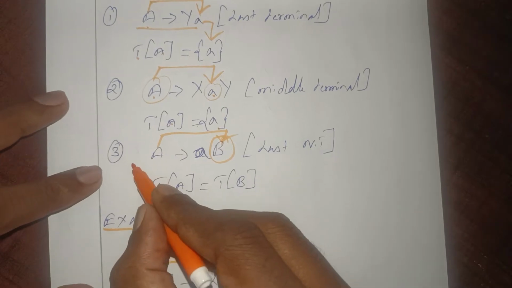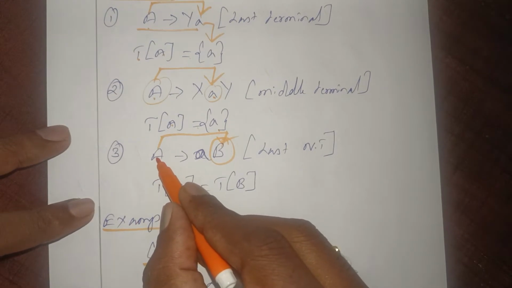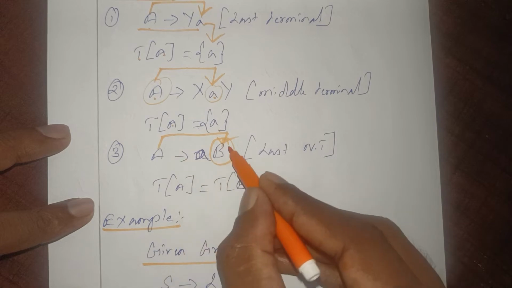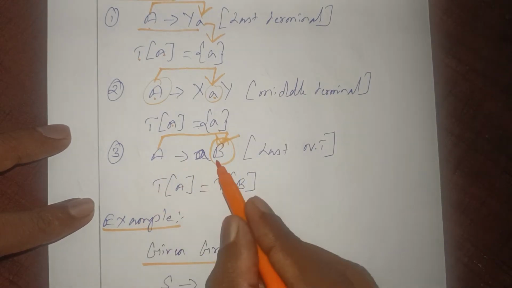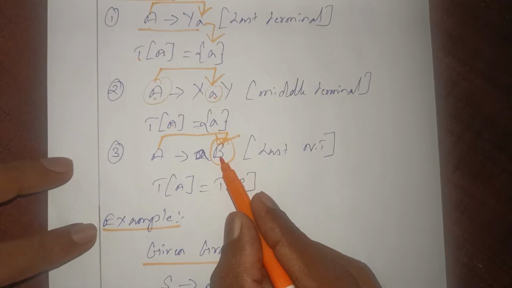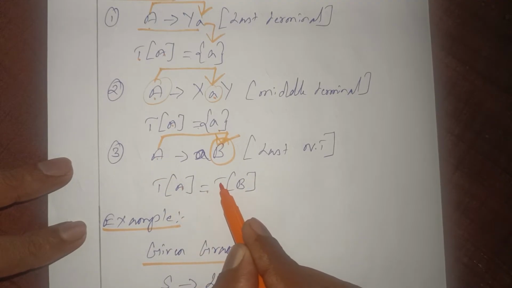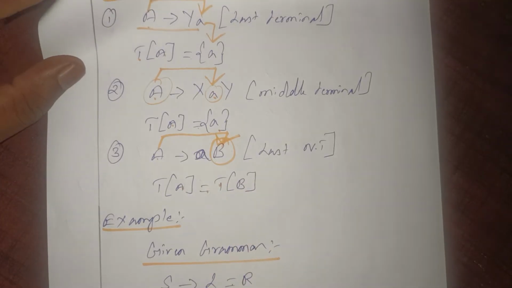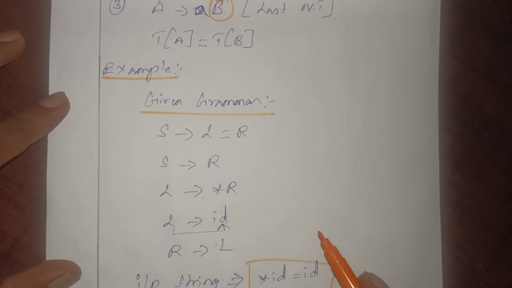Rule number 3 in trailing is quite the opposite of leading. Here, a non-terminal capital A on the left-hand side points to a non-terminal on the right-hand side, that is the last non-terminal. In leading we found the first non-terminal, but in trailing it is the last. So trailing of capital A is equal to trailing of B. These are the 2 rules for step number 1 to be performed in operator precedence.